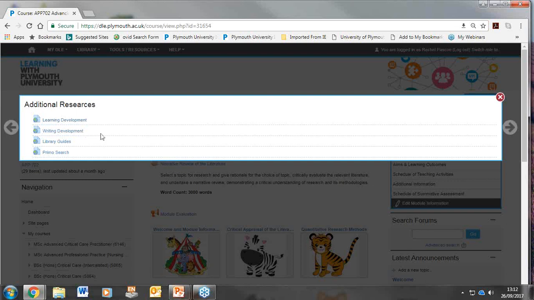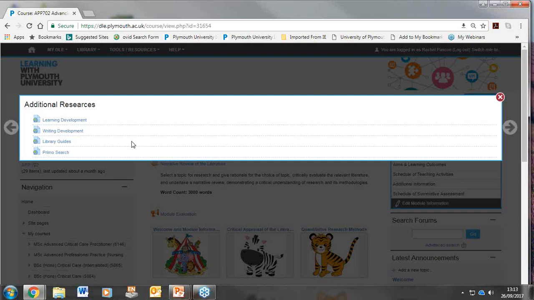There's also a writing development website, which is called RAS, and you can select level 7 work to look at what level 7 work looks like. You can download part of an assignment and have a look at it. You can also submit part of an assignment for commentary on both of those websites. Then there's the library guides.